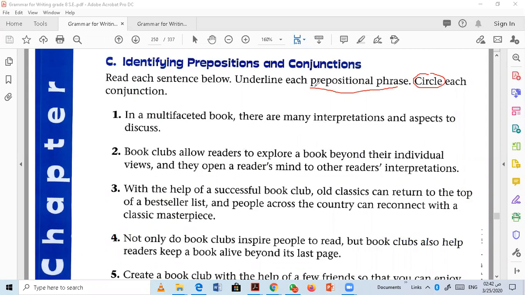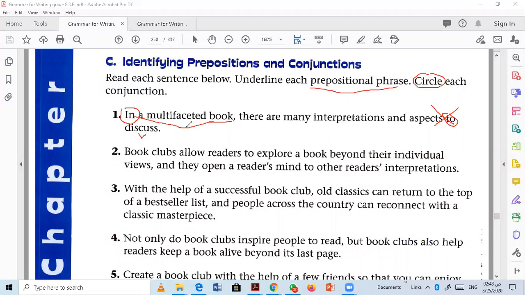Right. Let's find where is the prepositional phrase in this sentence. This is a preposition. Any other prepositions? There are many, and also this is, let's think. In a multifaceted book, this preposition is followed by a noun and modifier. So this is prepositional phrase. So underline it. But here, to discuss. Discuss is a verb. Can I consider to discuss prepositional phrase? Of course not. So this is no. It's not prepositional phrase.